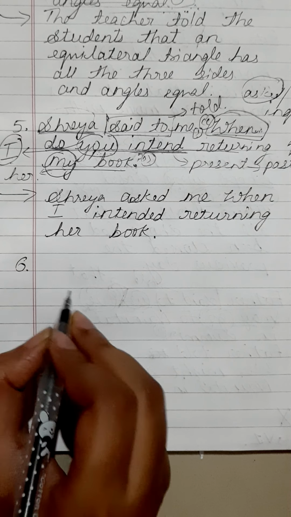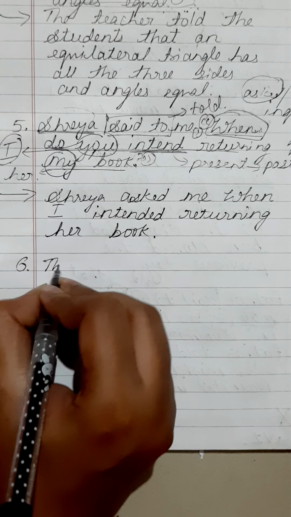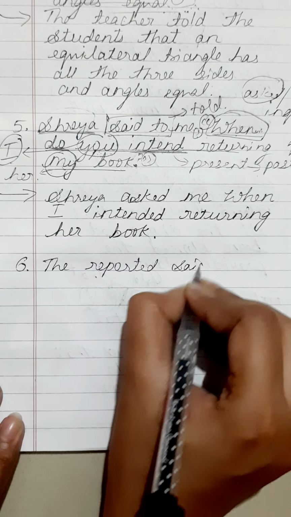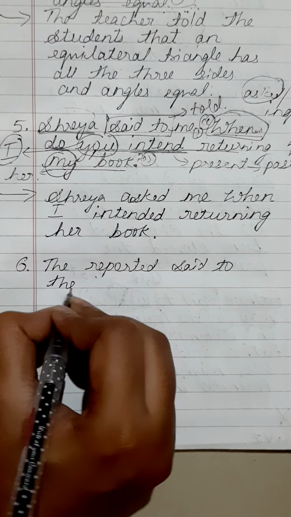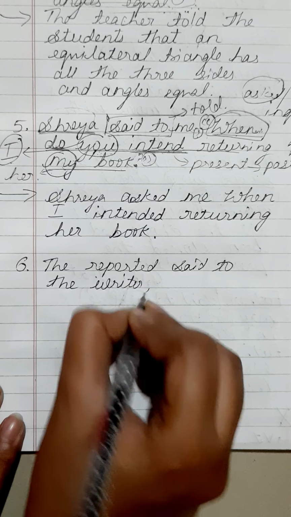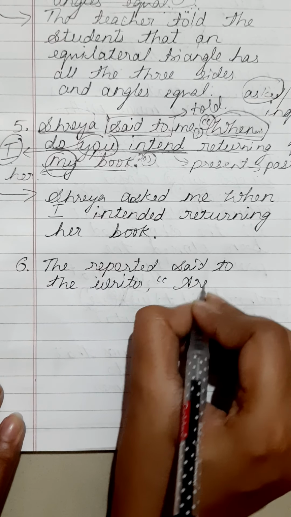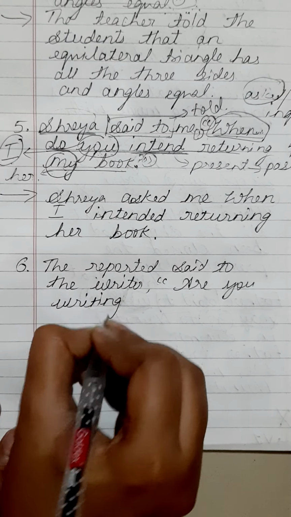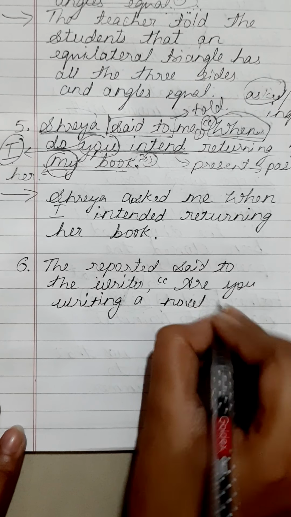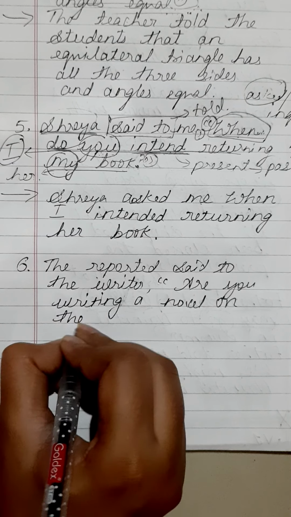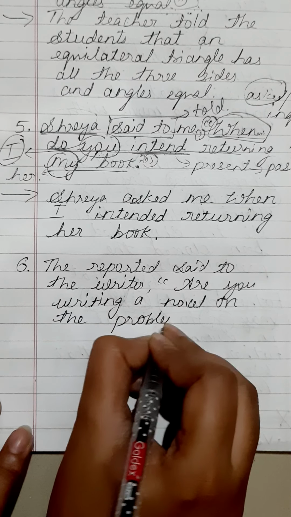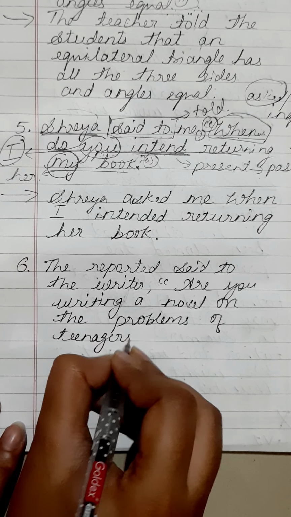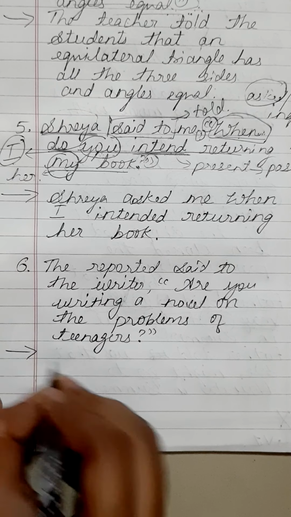We have moved on to the sixth example. The sixth example is the reporter said to the writer, "Are you writing a novel on the problems of teenagers?" This is the direct speech.